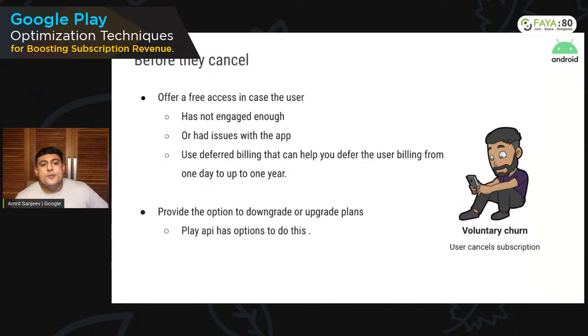The other option is that you should always provide options to upgrade and downgrade plans. So if you have something like standard, premium, plus, 3 tiers of access in your app, then you really want to ensure that you give the user the option to go back and forth between these options. The reason is very simple.